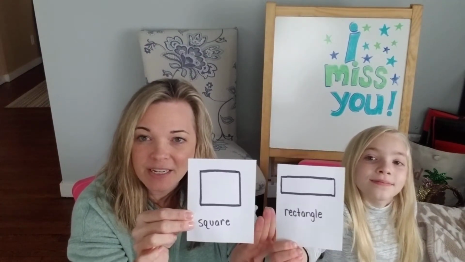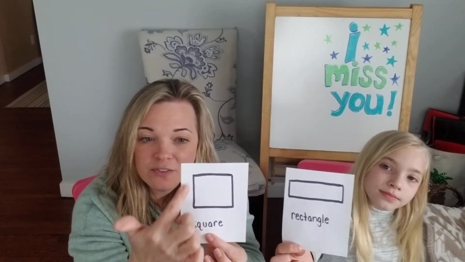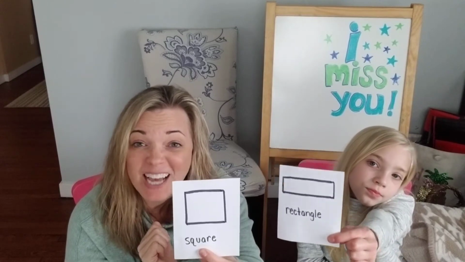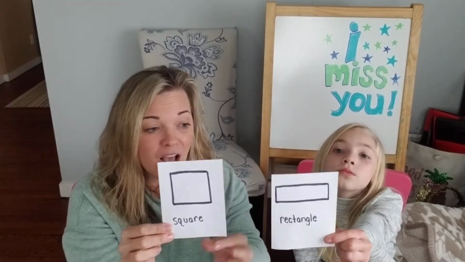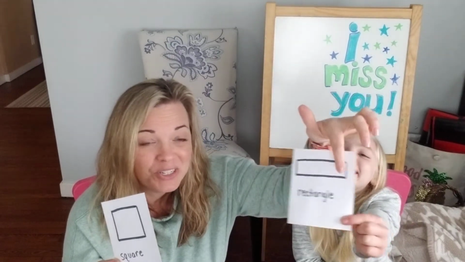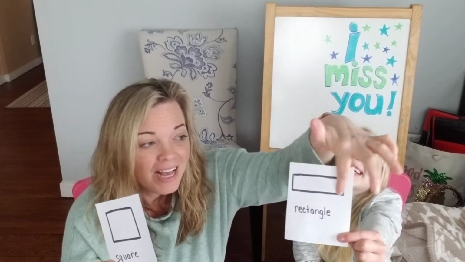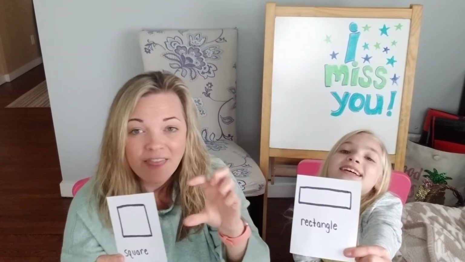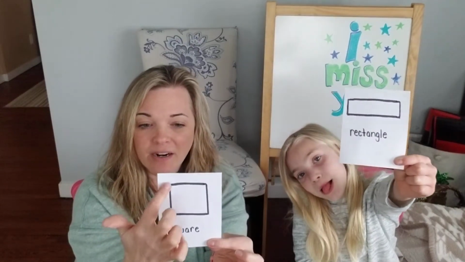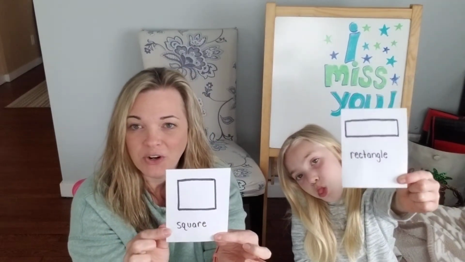What do you think? A square has 4 sides and they're all the same size, right? A rectangle has 4 sides, but 2 sides are short and 2 sides are long. That's what makes it a long and skinny shape. And a square is all the same size on all the lines. You guys are very smart.